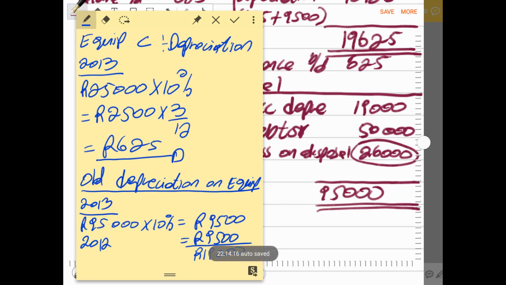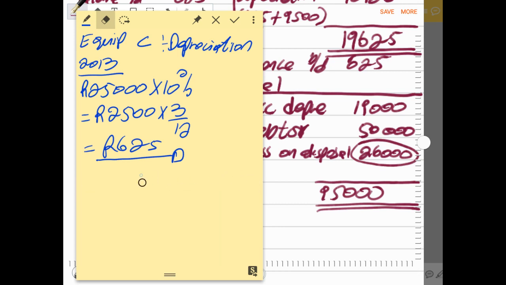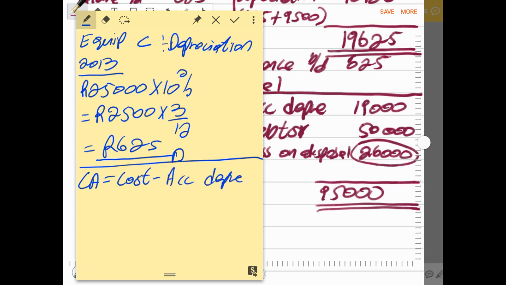So now in this case, we have to calculate our carrying amount, just calculating the carrying amount of the old equipment that was disposed. So we say carrying amount is equal to cost minus accumulated depreciation. The cost of the disposed equipment is 95,000 rands minus 19,000 rands, the one that we have just calculated. Then that should give us 95,000 rands minus 19,000 rands.